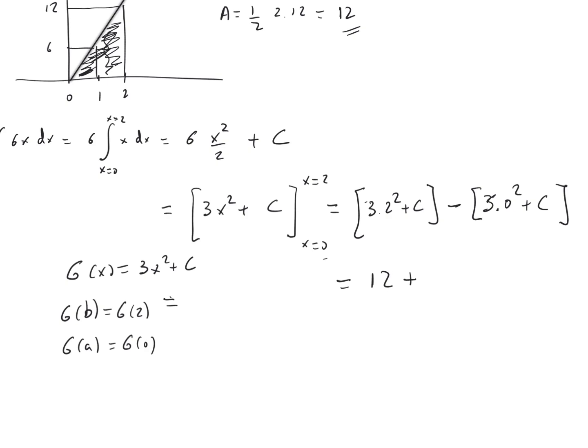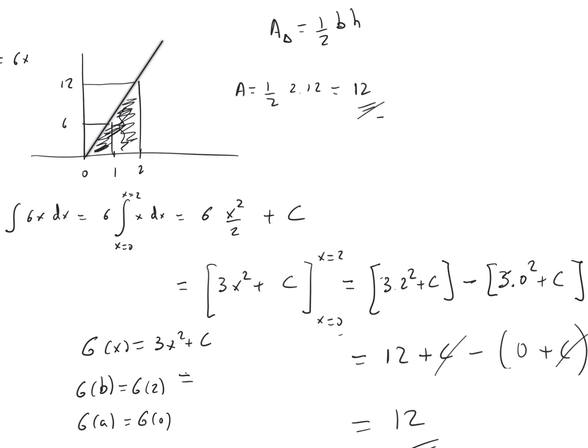12 plus c minus 0 plus c. The c will cancel, so it will be 12. So we found the answer, 12, the answer that we were looking for. But we found it by doing the integral. The integral is more powerful, because it allows us to find the area even if the curve is not a rectilinear line, even if the curve is a cosine of x or any shape.